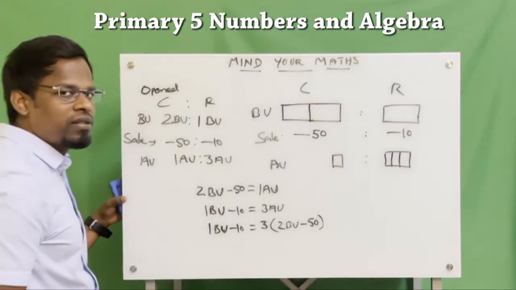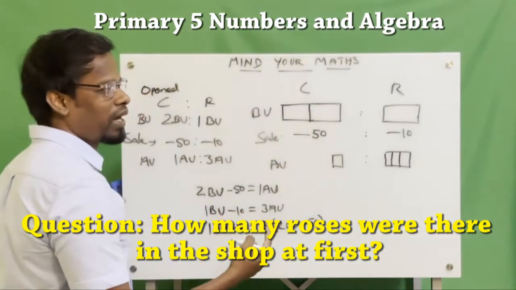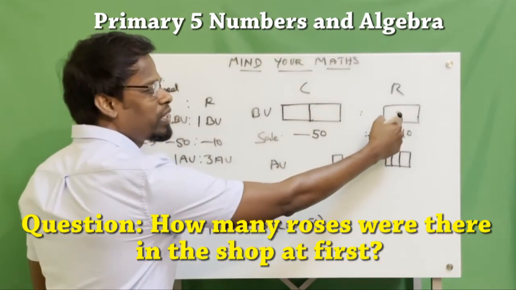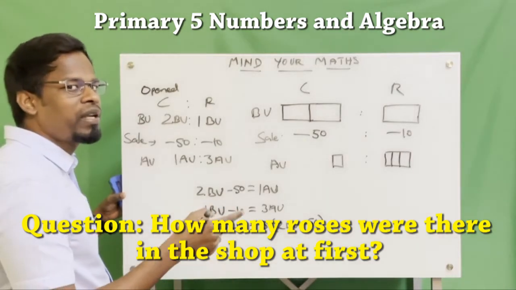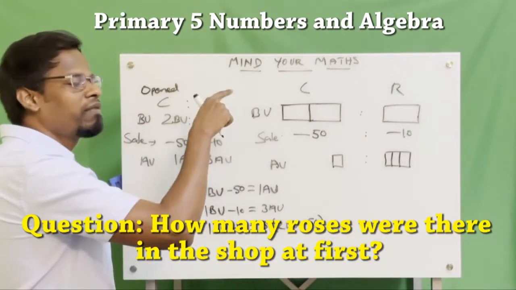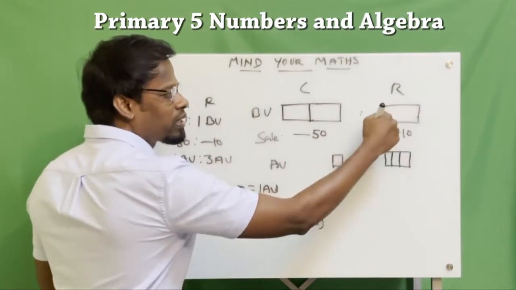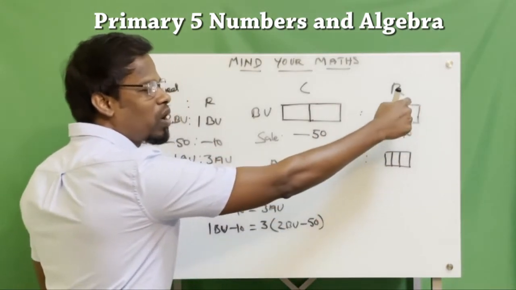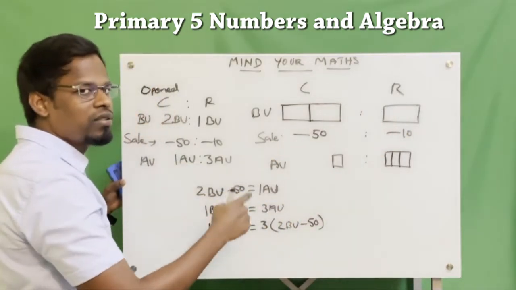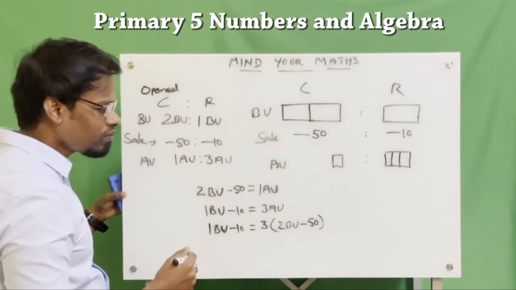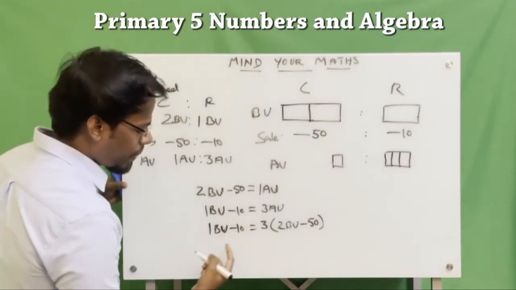So what we are trying to resolve here is what was 1 BU, right? Because as per the problem, we need to find how many roses were there at the beginning when the shop was opened, which is this box. The value of 1 unit, 1 BU, is what we need to find. That's why we are solving this problem. Okay, so we have reached this far.